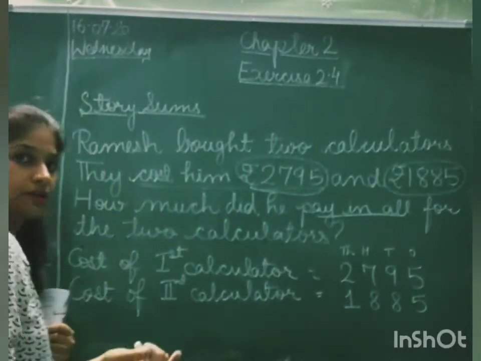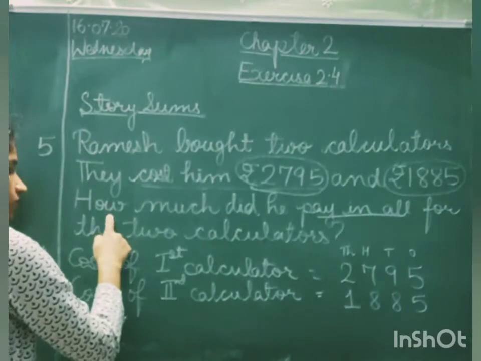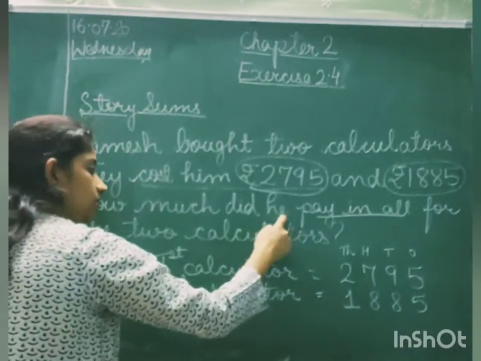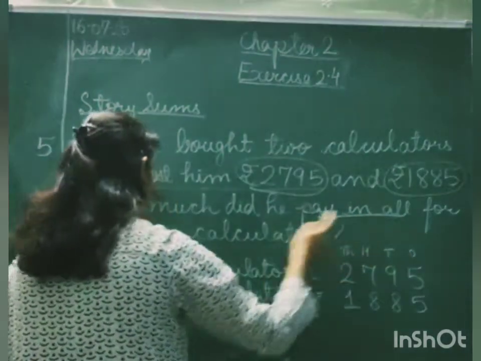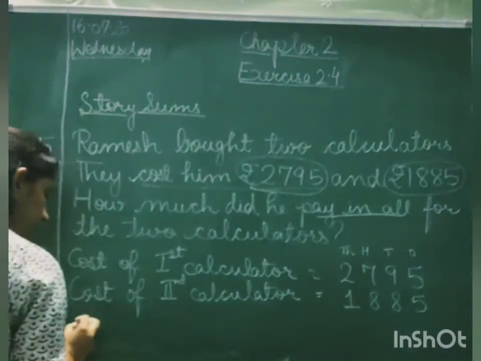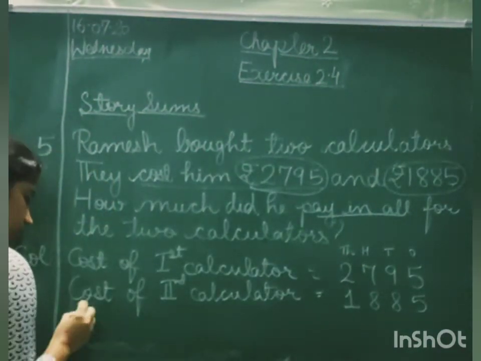And the last statement will come from the last line of the question. How much did he pay in all? So what will be the answer? He paid in all for the 2 calculators, or money paid in all. Or you can also write down total cost.